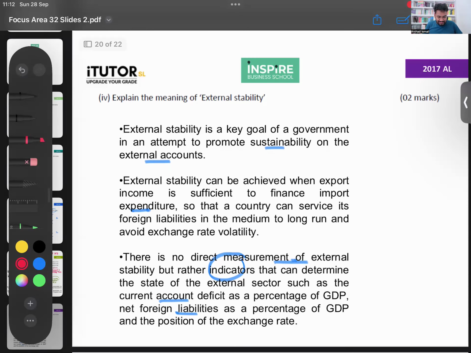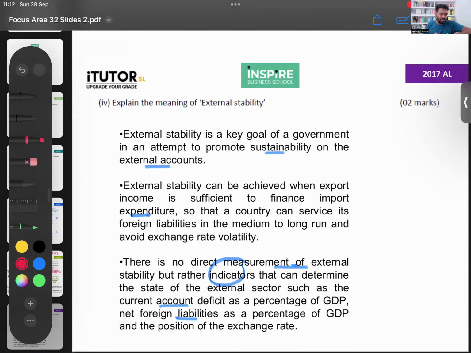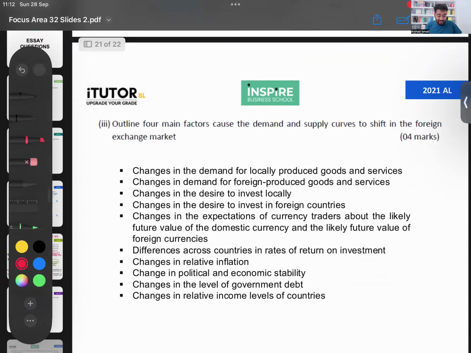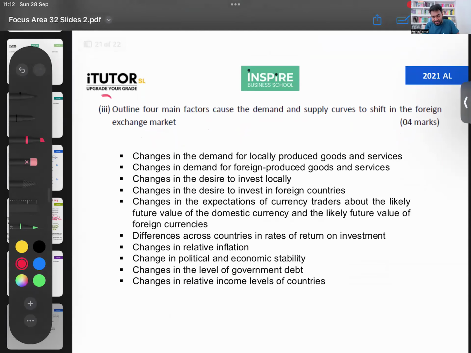Right. That's 2017, Question 4. It's only a 2-mark question, so you don't have to write too much. Just give some points. Then 2021, Question number 3: Outline 4 main factors that cause the demand and supply curves to shift in the foreign exchange market.